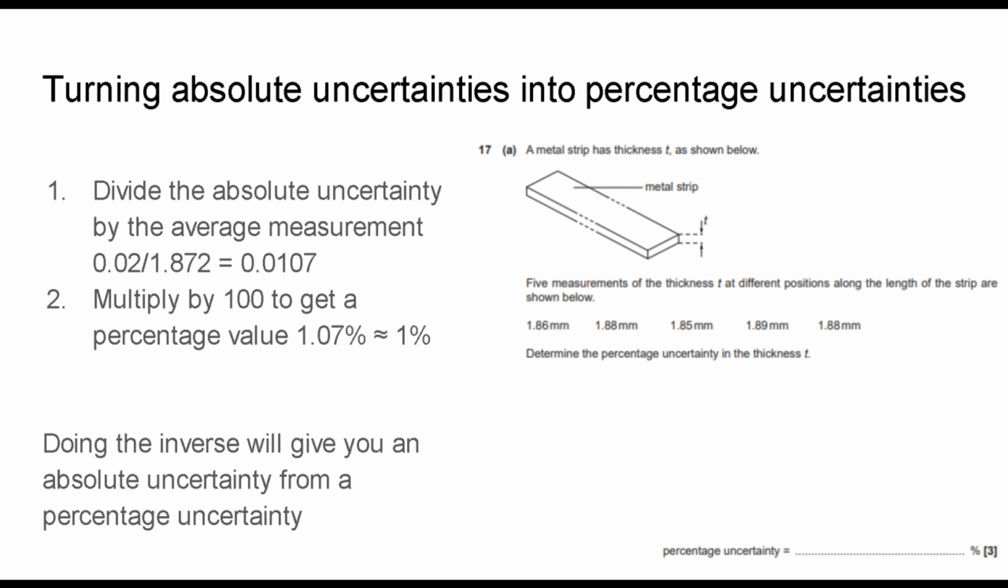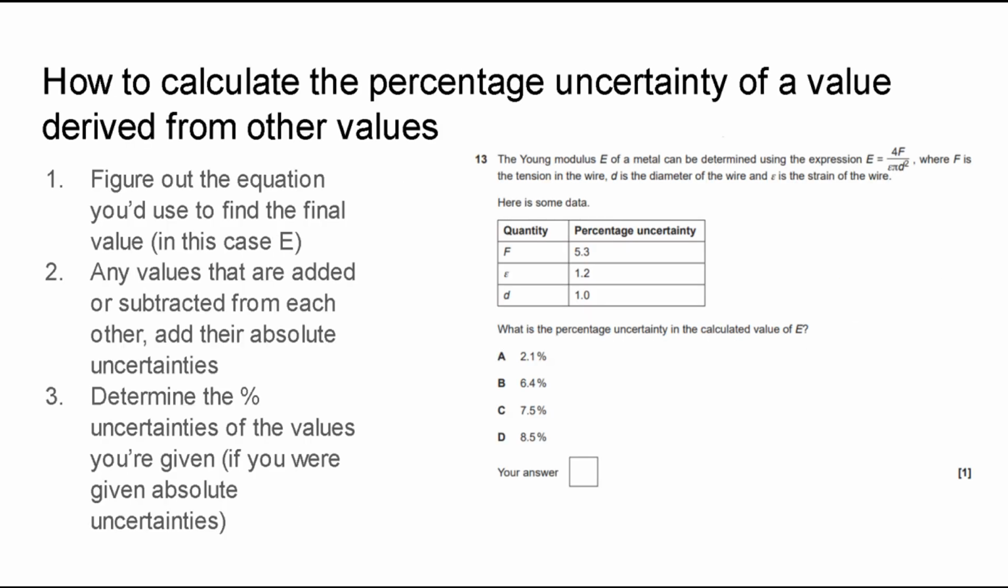Now, to move on to the next question, we're going to figure out how to calculate the percentage uncertainty of a value derived from other values. Typically, in these kinds of questions, you will be given an equation, or you will be able to figure out an equation, and you will also be given the percentage uncertainty of several values or quantities in that equation. You will then have to determine either the final percentage uncertainty or perhaps the final absolute uncertainty of the value determined by that equation. So the first thing you want to do is figure out what equation you would use. In this case, it's given.